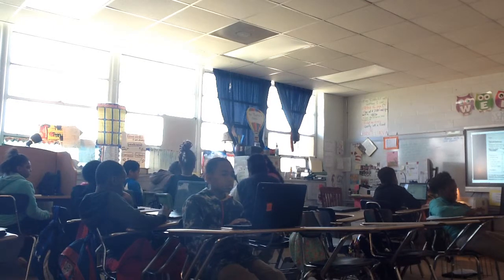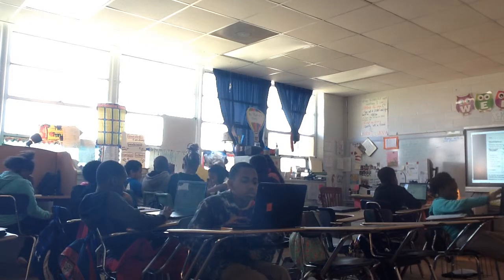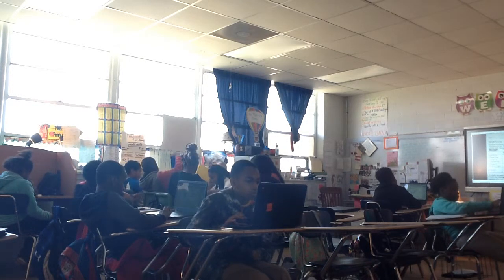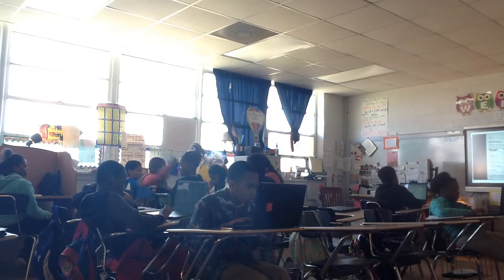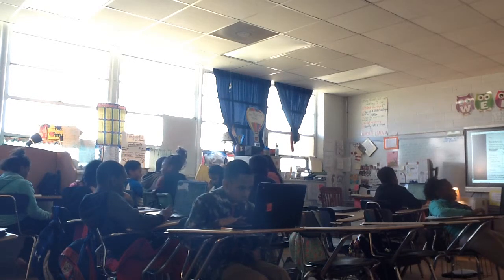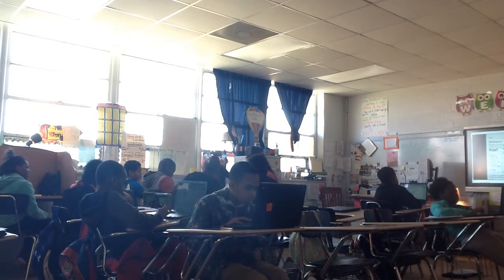Good job, Ben. Now put your square on the top and the bottom, and then pull the two sides out. Look at that. Oh, I got it. Good job. There you go, there's your rhombus.